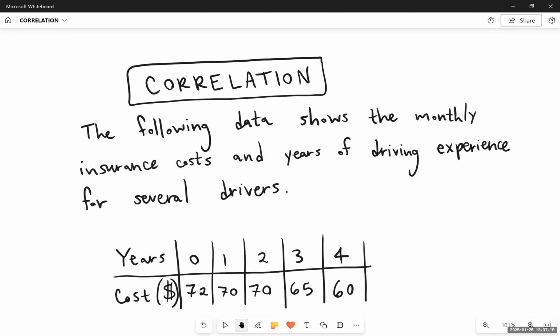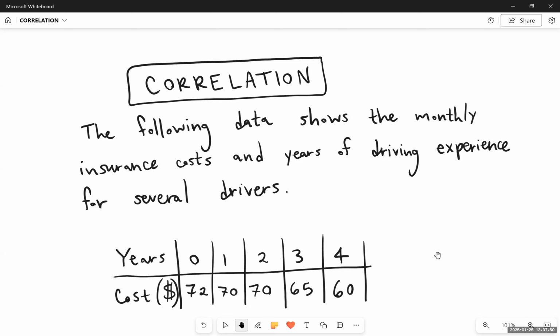We'll look at a statistics topic today, correlation, and we're going to look at an example here. You can see a very small data set where we're seeing if there's a relationship between the number of years that drivers have been driving and how much they pay per month for insurance. So you can see down here you have a 5-point data set, 5 drivers, and the years that they've been driving, as well as how much they pay per month for insurance.